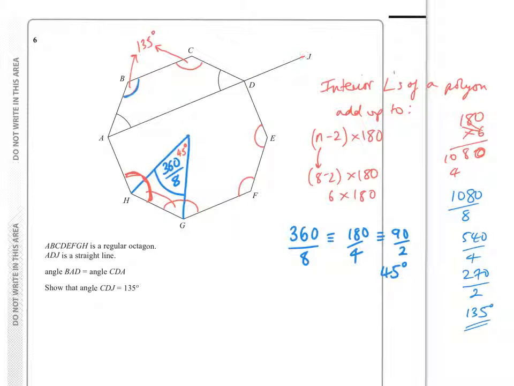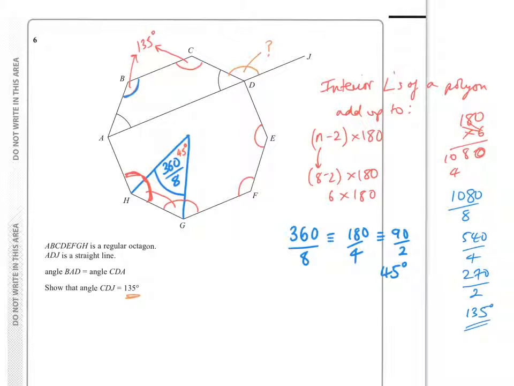is a straight line, and we're told that angle BAD, this one here, and angle CDA, i.e. this one, are the same, we've got to show that angle CDJ, and I'll just draw it in. Let's have it in this colour here. We want to find that one. We want to show that it is 135.